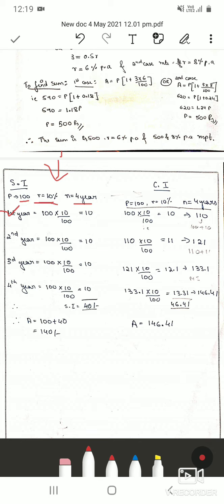So what is given? 10% is the interest rate and the amount is 100. For the first year, what will be the interest that I have to pay? It is obviously 10% of 100 rupees. So 10% of 100 rupees is how much? This 100 and this 100 will get cancelled. So for the first year I have to pay interest of 10 rupees. For the second year the principal amount is 100, the rate of interest is also the same, that is 10%. So the interest that I have to pay will again be 10 rupees.